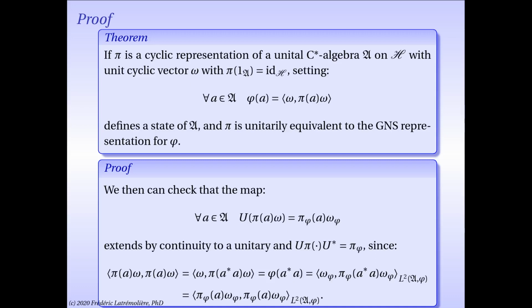Because if it is the case that pi of a omega equals pi of a prime of omega, then pi of a minus a prime applied to omega is 0. And as we see, that then implies that pi sub phi of a minus a prime applied to the cyclic vector for the GNS representation must have the same norm, which is 0. And therefore, pi phi of a applied to the cyclic vector of the GNS representation equals pi phi of a prime times the same vector. And so there is, in fact, no problem of well-definition. This is a well-defined map U. It does extend to a unitary, as we wanted.